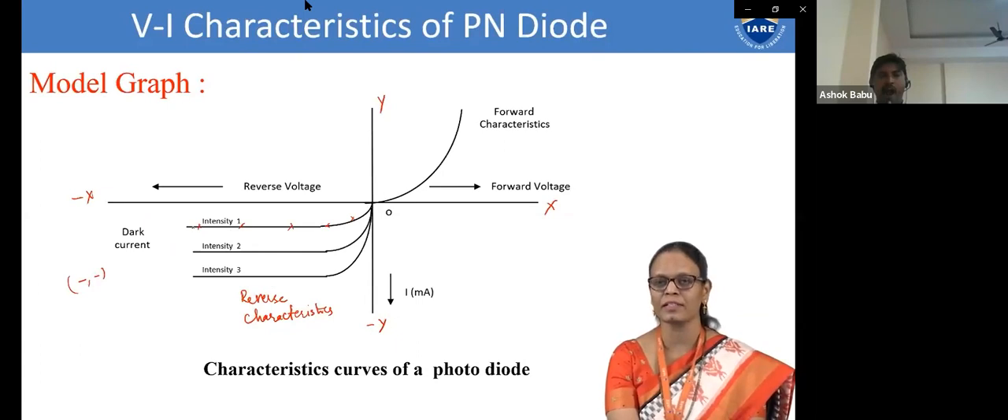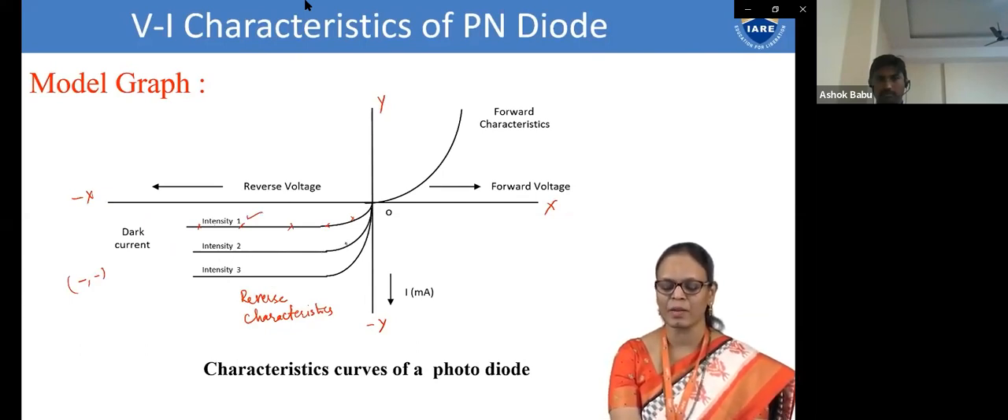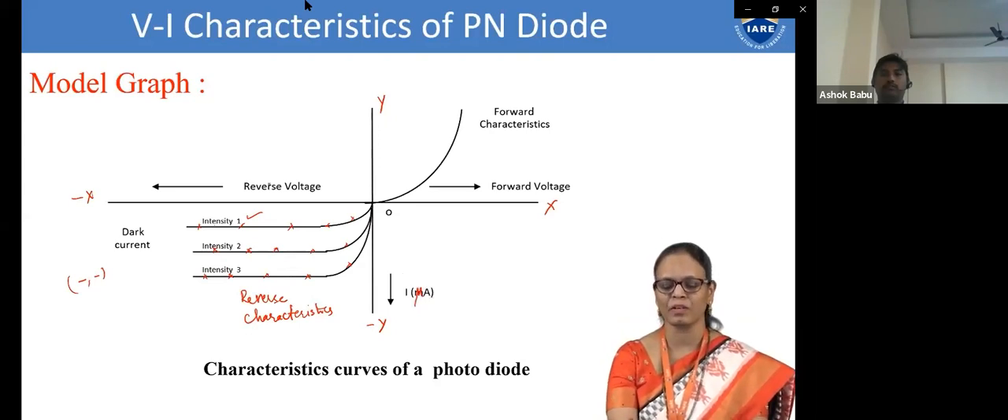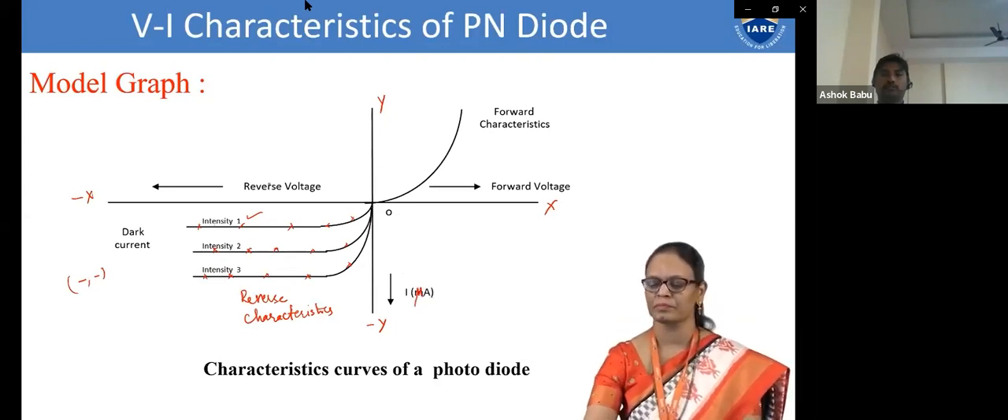You will join all of them so you get a line like this. This is for the first intensity, intensity 1. Now again for the second set of readings, for different voltages we have different currents. Again you join these, you get a line like this. So for the third intensity you will be plotting the points and the curve is like this. So you can compare now, as the intensity of light increases, the current also increases. So of course the current is in microampere and the voltage is in volt.